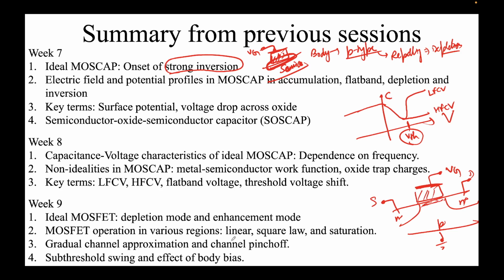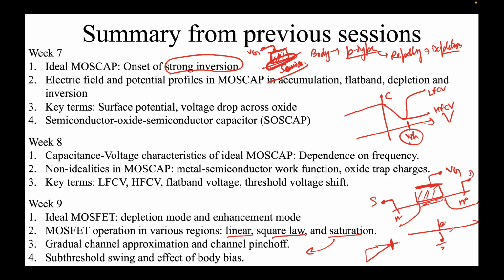And we saw that there are 3 regimes: the linear regime, the square law, and the saturation. We analyze these 3 regimes. For instance, the square law was through gradual channel approximation, and in saturation we saw the channel pinch off. So essentially the channel is not rectangular, the channel is tapered, something like this, and the channel can get pinched off, and you have the onset of saturation.